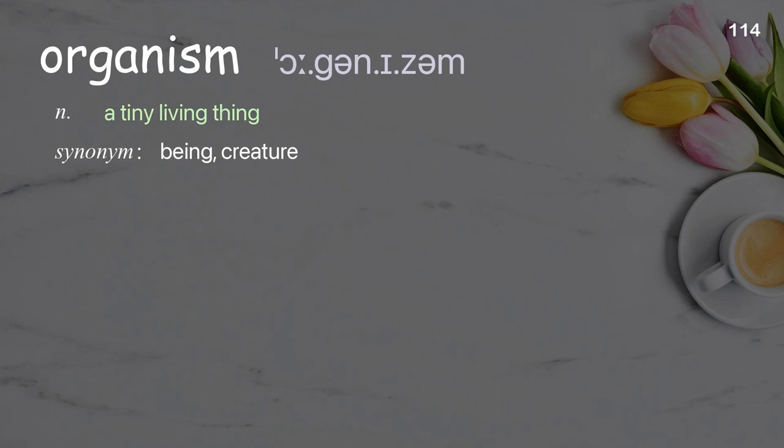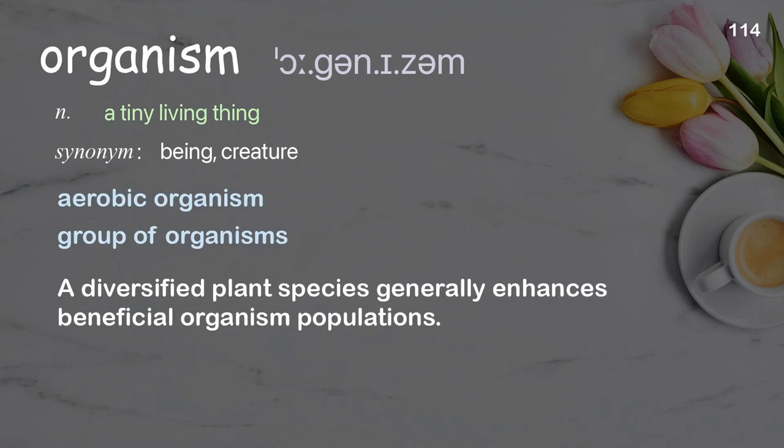Organism: a tiny living thing. Examples: aerobic organism, group of organisms. A diversified plant species generally enhances beneficial organism populations.